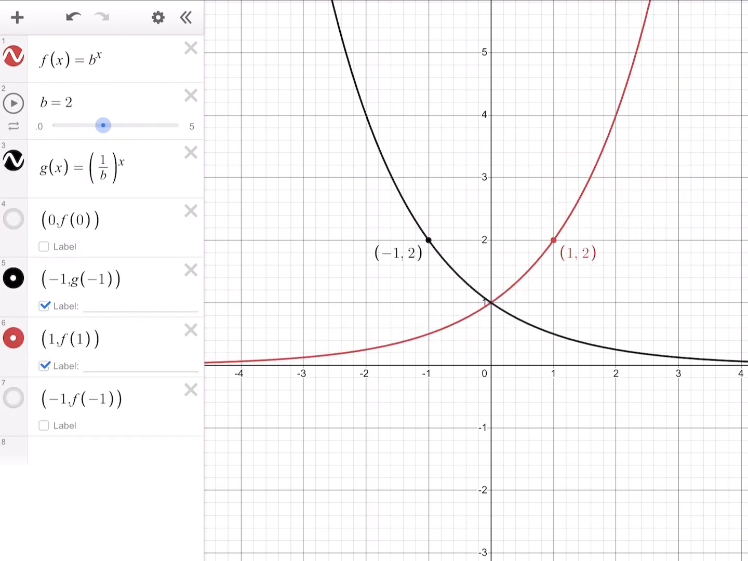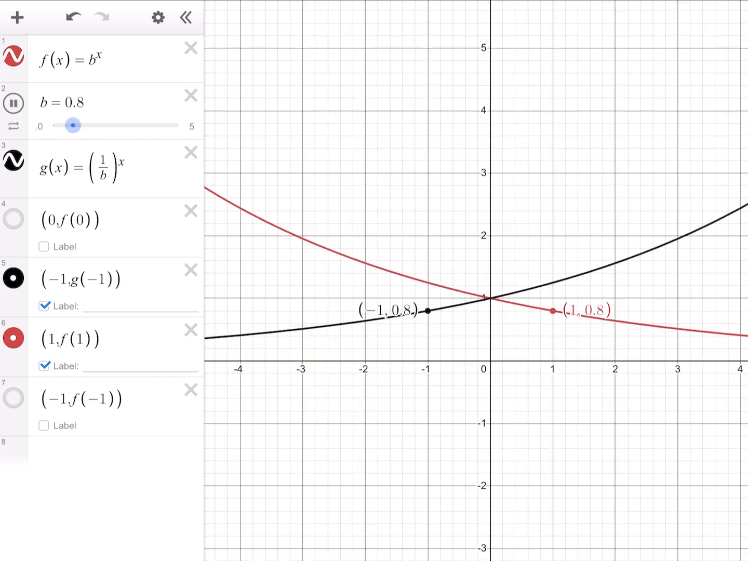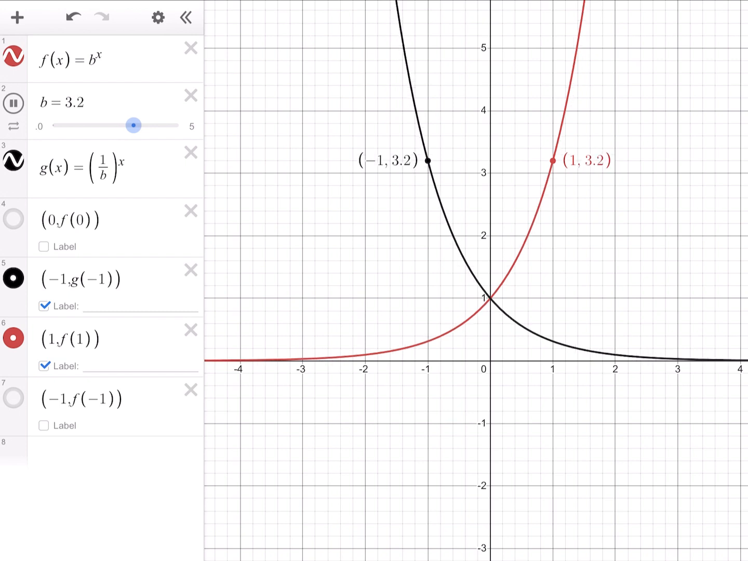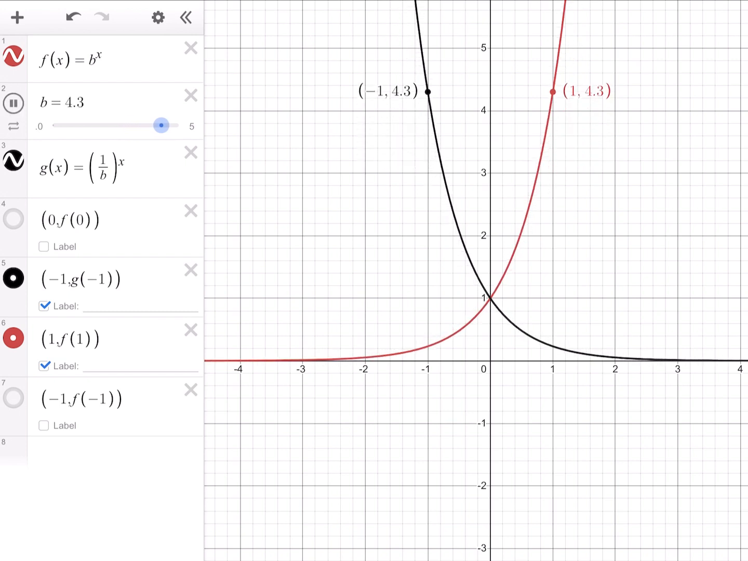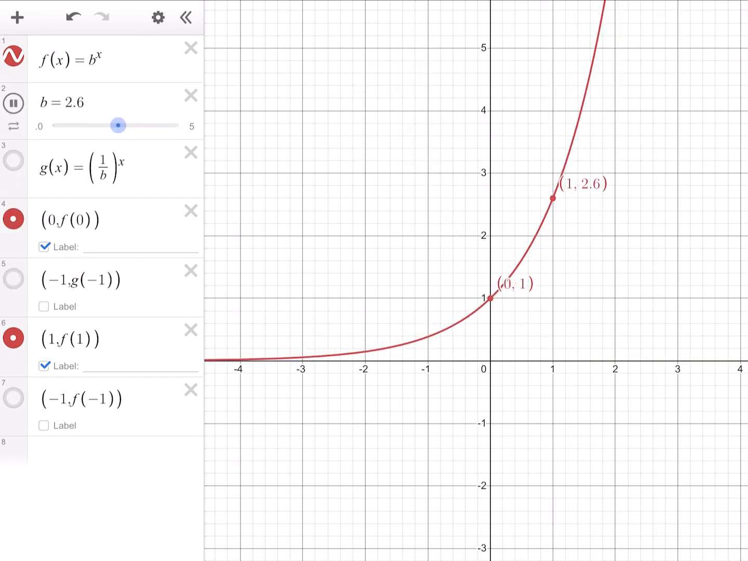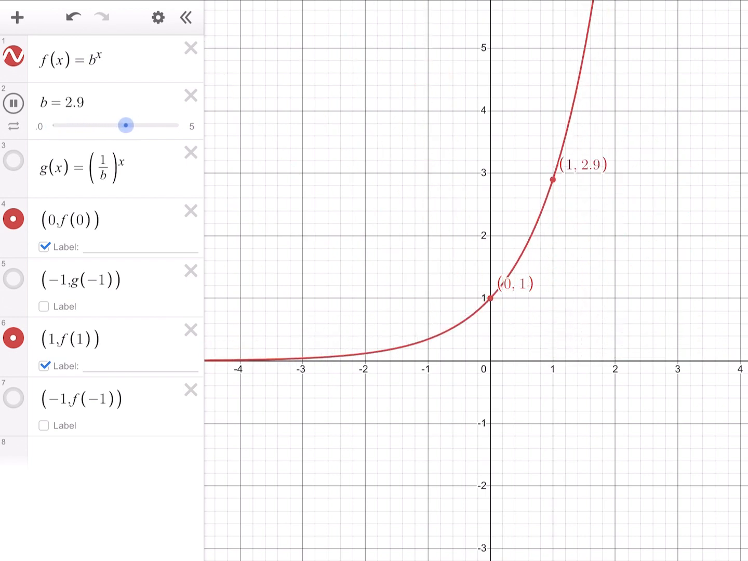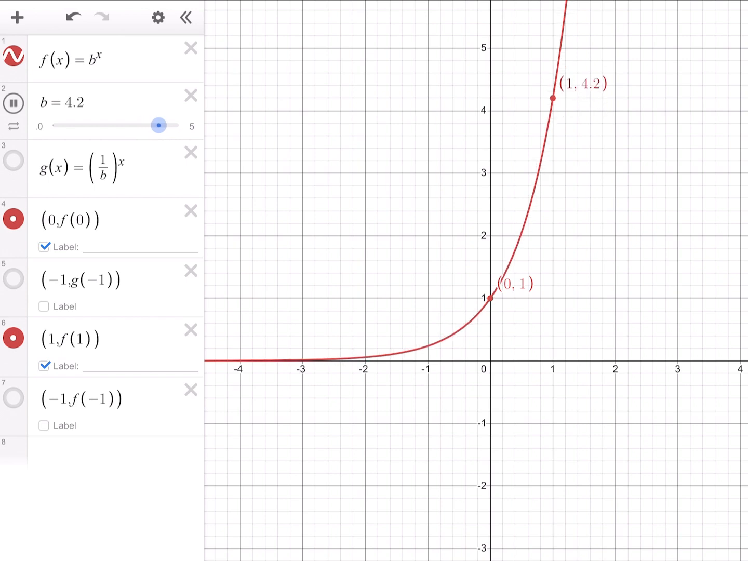Now in the graph, I have plotted simultaneously b to the x and 1 over b to the x. So when b is 2, the red graph is 2 to the x, and the black graph is 1/2 to the x. Now if I play b from 0 to 5, you will always notice that these graphs are symmetric with respect to each other across the y-axis. And regardless of the base, as the base varies, we have 2 key points, 0, 1, and 1, comma the base. The domain is all real numbers, and the range is positive outputs only.